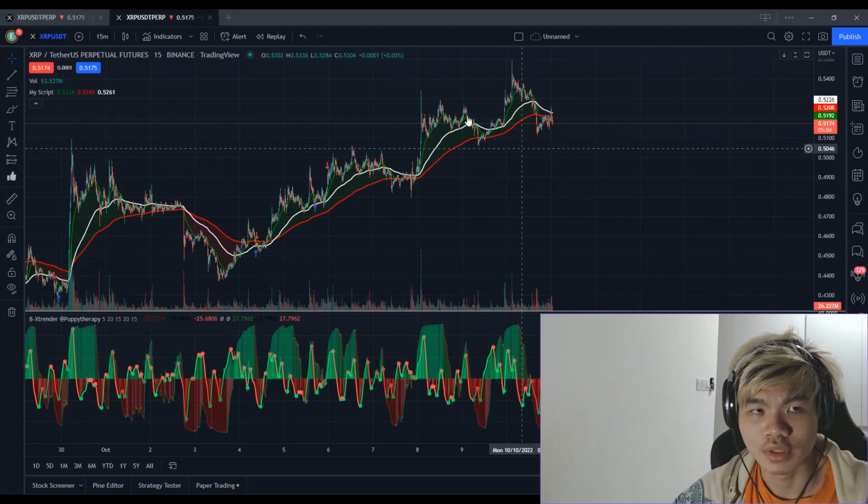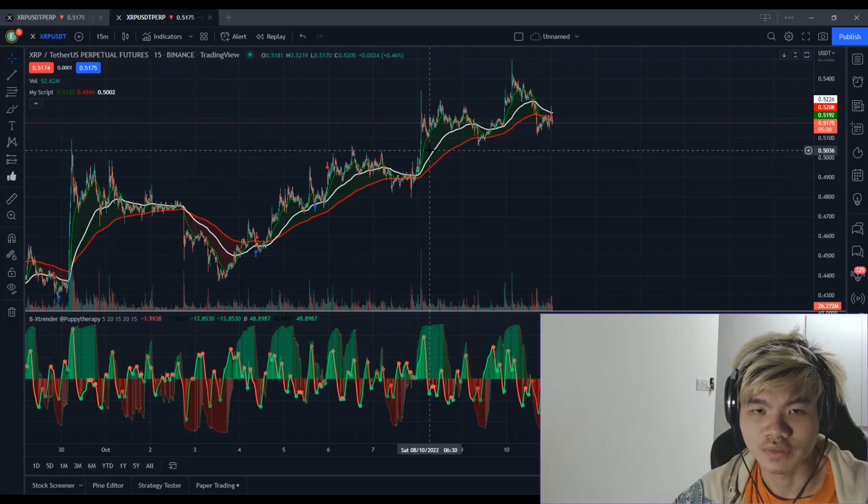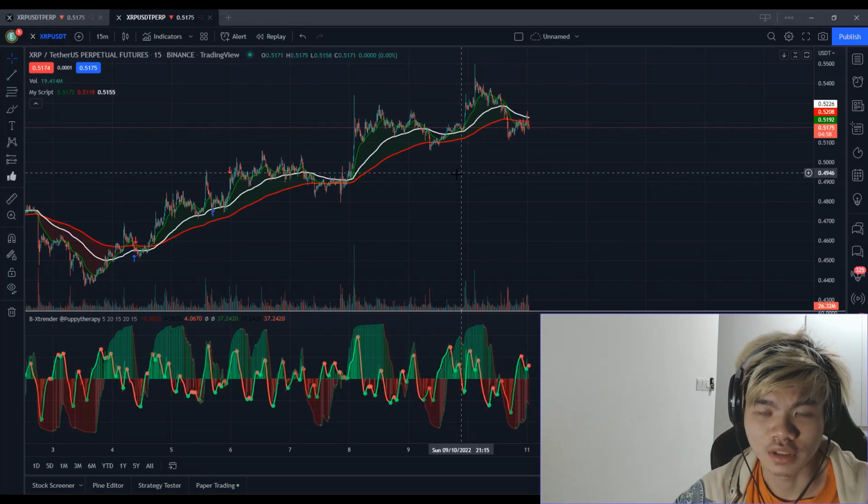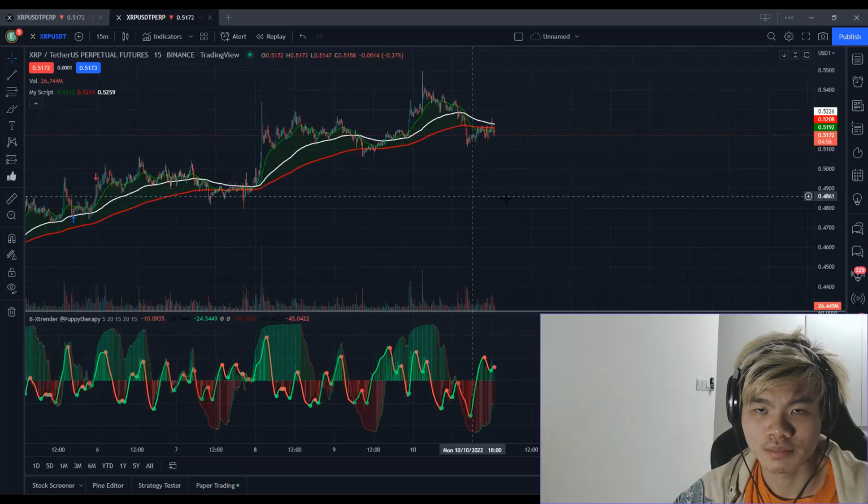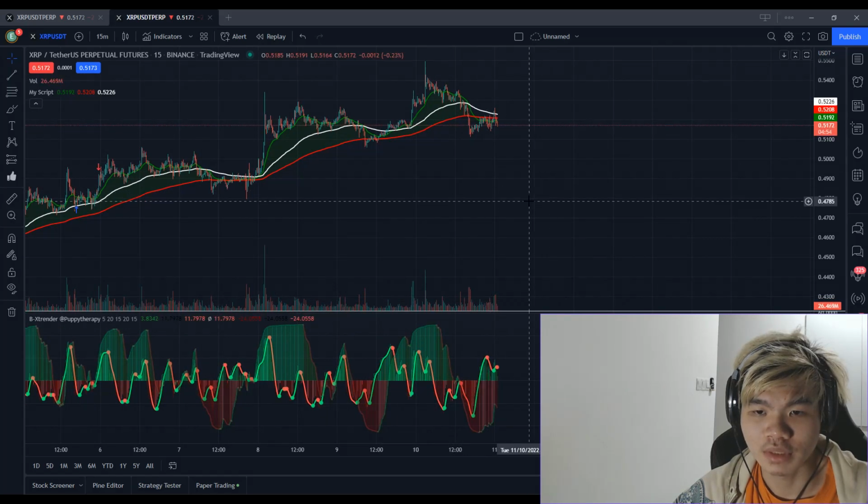And we'll be talking about how this setup works. I'll be on XRP USD perpetual just because it's futures, and I normally do futures as a scalper. So I'm going to just explain this a bit.